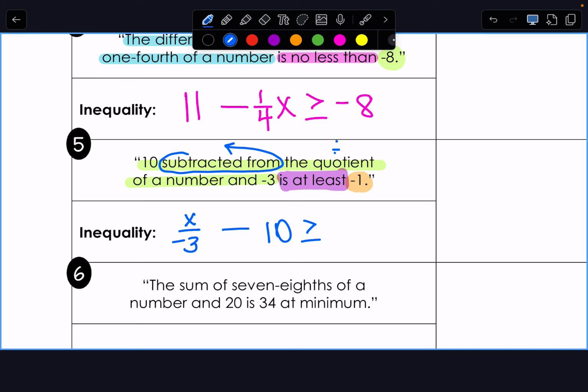Do we agree with Mason? Yes. At least. Greater than or equal to? At least is greater than or equal to. Okay, that's what we were deciding, and so yes, you agree? -1. Done.